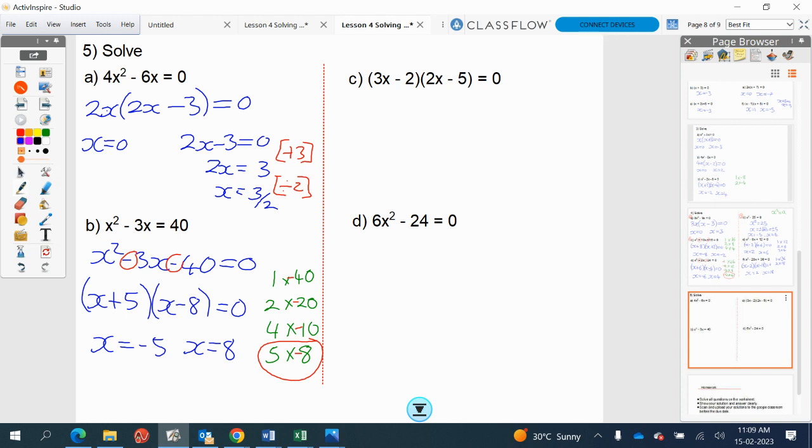Now in C, a lot of people make the mistake of expanding the brackets on this one and then trying to factorize it. It's already factored. This one is actually the easiest one, because we just start off with the zero product theorem and say that 3x minus 2 is equal to 0, or 2x minus 5 is equal to 0. If I add 2 to both sides of this one, I get 3x equals 2, and if I divide through by 3, I get x is equal to 2 over 3.